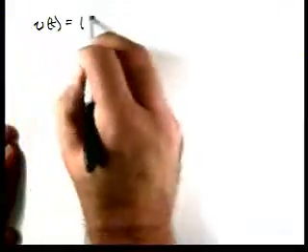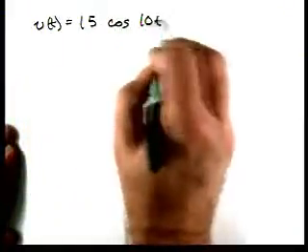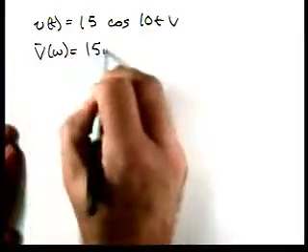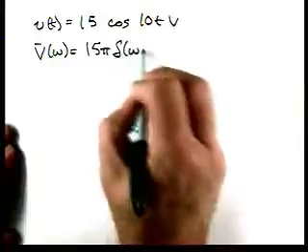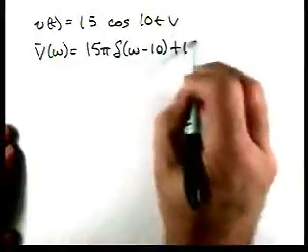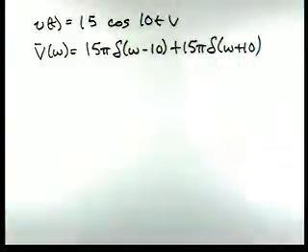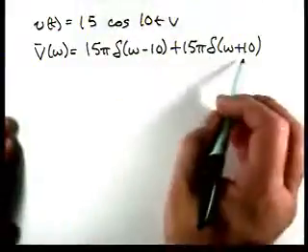Now, our source, v of t, is 15 cosine 10t volts. So the Fourier transform of that is 15 pi delta of omega minus 10 plus 15 pi times delta of omega plus 10. So now we need to go in and basically evaluate our transfer function at two different values of omega, omega equal 10, omega equal minus 10.